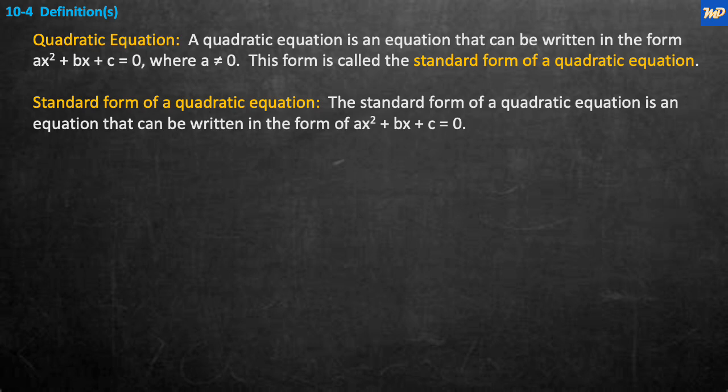Okay, before we get started, I have a couple of definitions to go over here. A quadratic equation is an equation that can be written in the form ax squared plus bx plus c equals 0, where a is not equal to 0. This form is called the standard form of a quadratic equation. To look at it differently, the standard form of a quadratic equation is the equation that can be written in the form ax squared plus bx plus c equals 0.